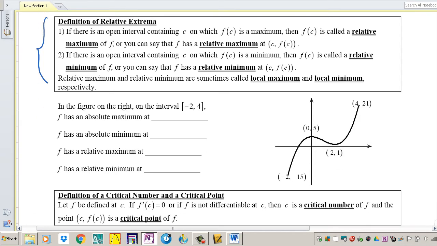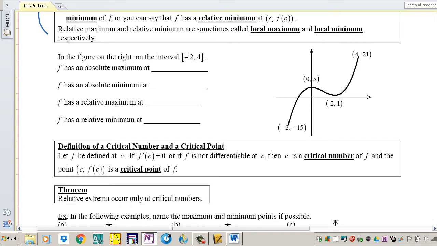So now that you have read the definitions, let's go ahead and take a look at the example below. In the figure on the right, on the interval from -2 to 4, f has an absolute maximum at, well, absolute maximum. What is another word for maximum? The highest. So f has the highest point at where? Well, at this point right here. This is my absolute max. It's my absolute maximum. So it's the point 4, 21.